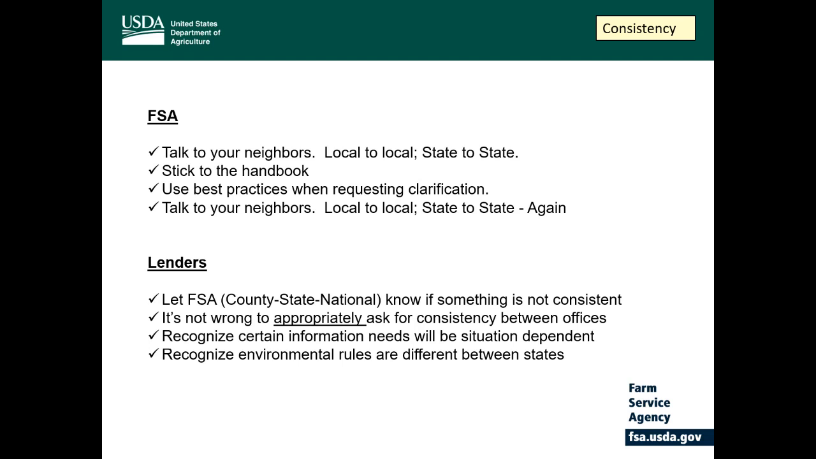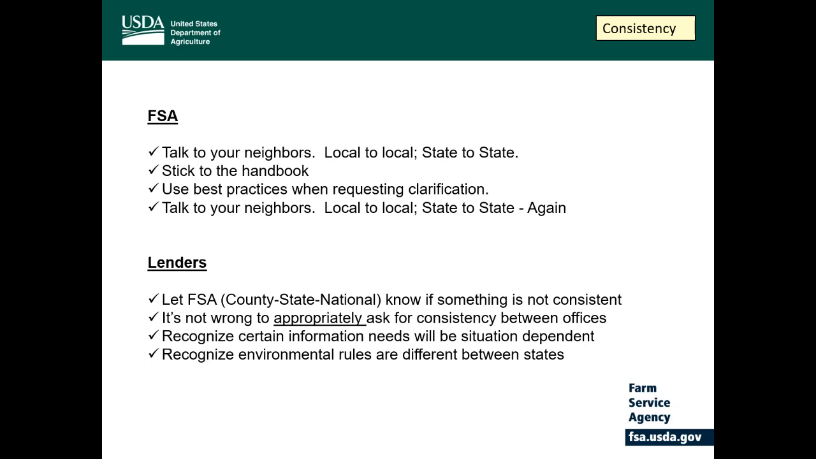On lenders, I guess two things to mention. One, let FSA know if something's not consistent. If you can, go to the county in an appropriate manner and just say, hey, the other offices I work with don't require this or do it this way. Go let us know, and certainly if you can't get it worked out locally, we can't help you from a national or state level if we don't know what's going on out there. We can't help resolve this. So you have to let us know.